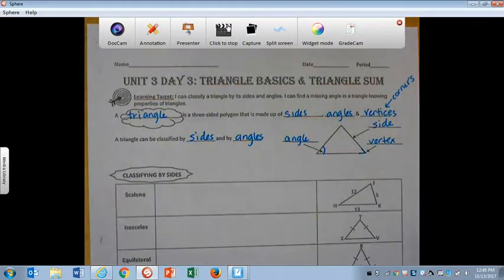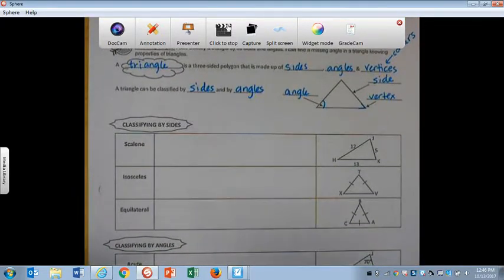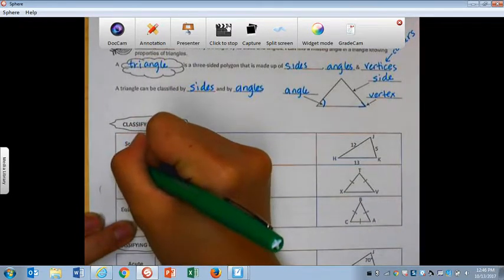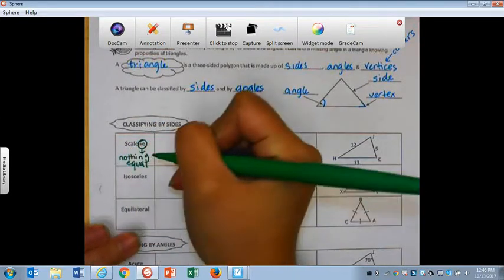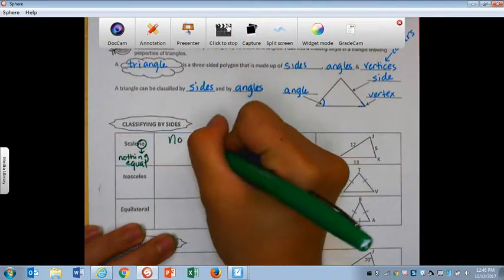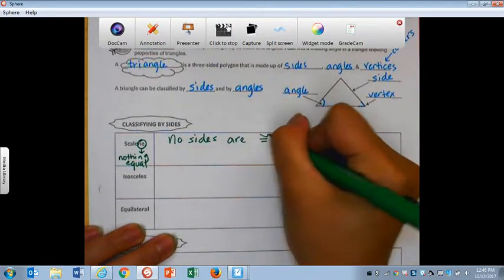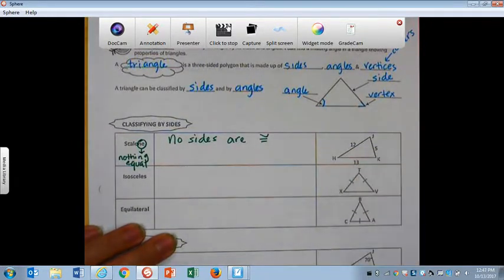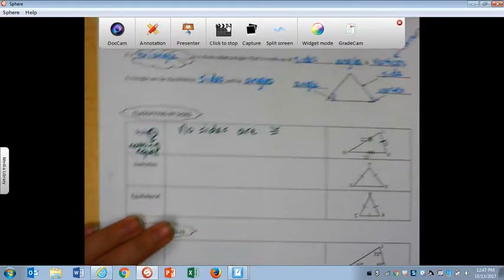All right, next thing is, let's learn how to classify them by sides. Scalene. So look at the word scalene. Make sure you remember this as nothing equal. So no sides are congruent. You notice here, one side is 12, one side is 5, one side is 13. So I'm going to mark it like this. Boom, second one gets 2, and then the other one gets 3.